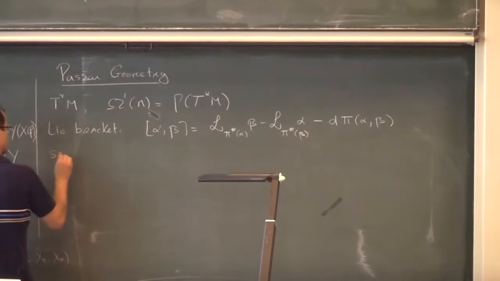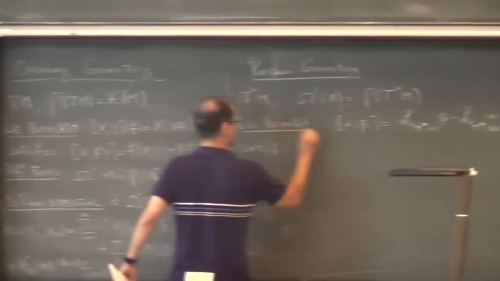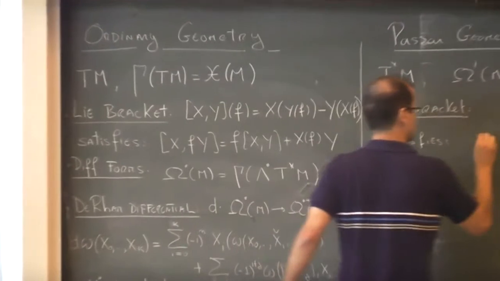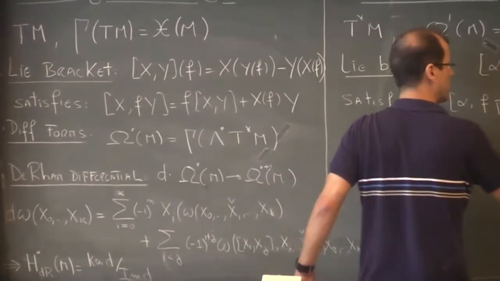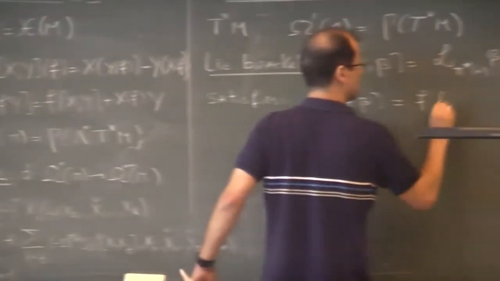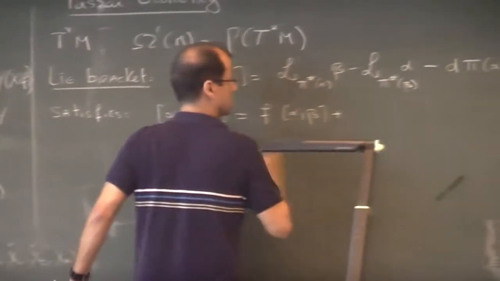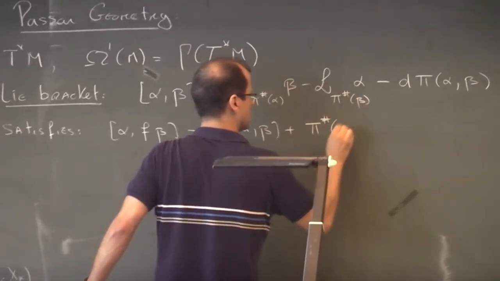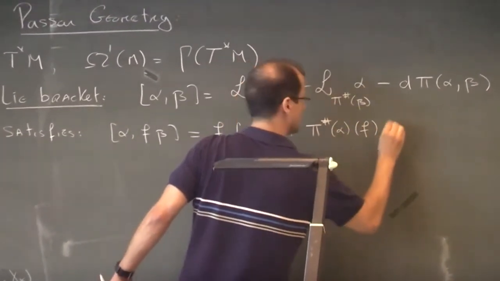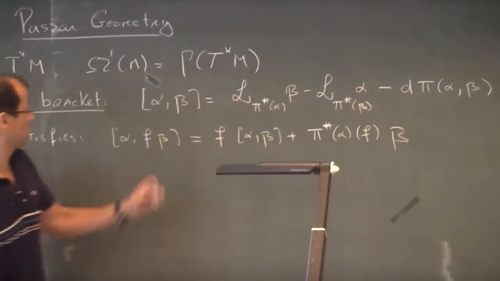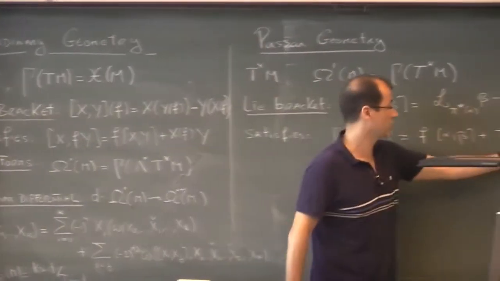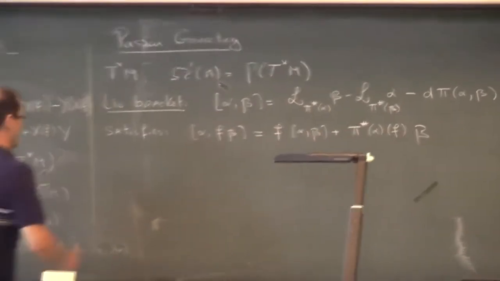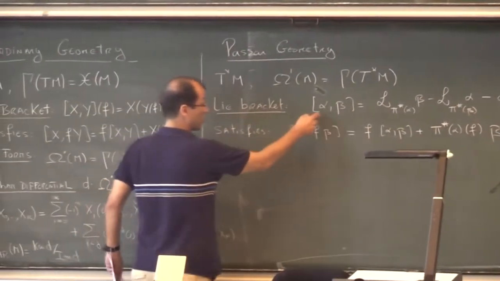And this bracket satisfies a property analogous to these Leibniz identities. So if I multiply a one form by a function, and then I compute the bracket, you will see, using this formula, that you have the following identities. So here I have to make the one form alpha into a vector field using the contraction with the Poisson tensor. So I can act on the function f. Okay, so that is the Lie bracket on one forms.